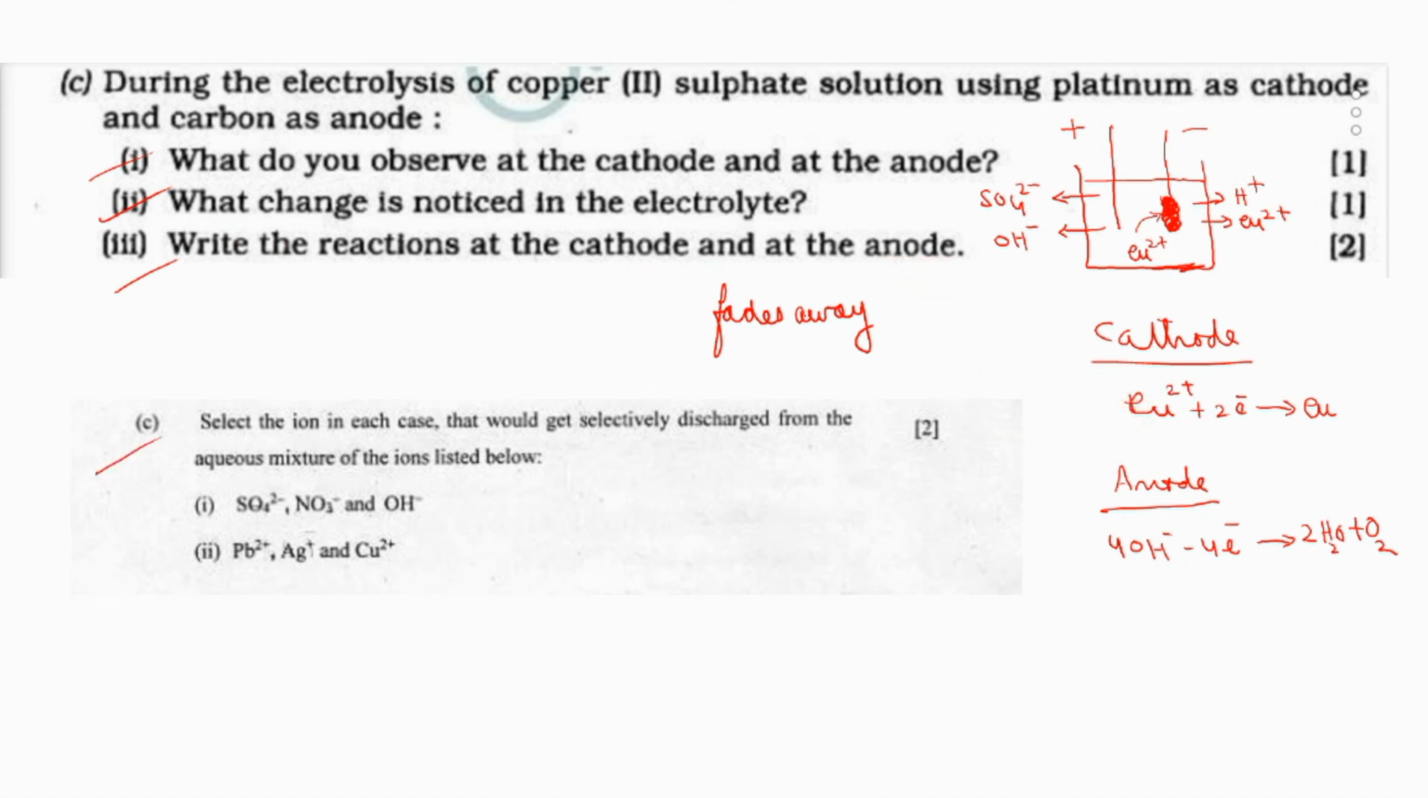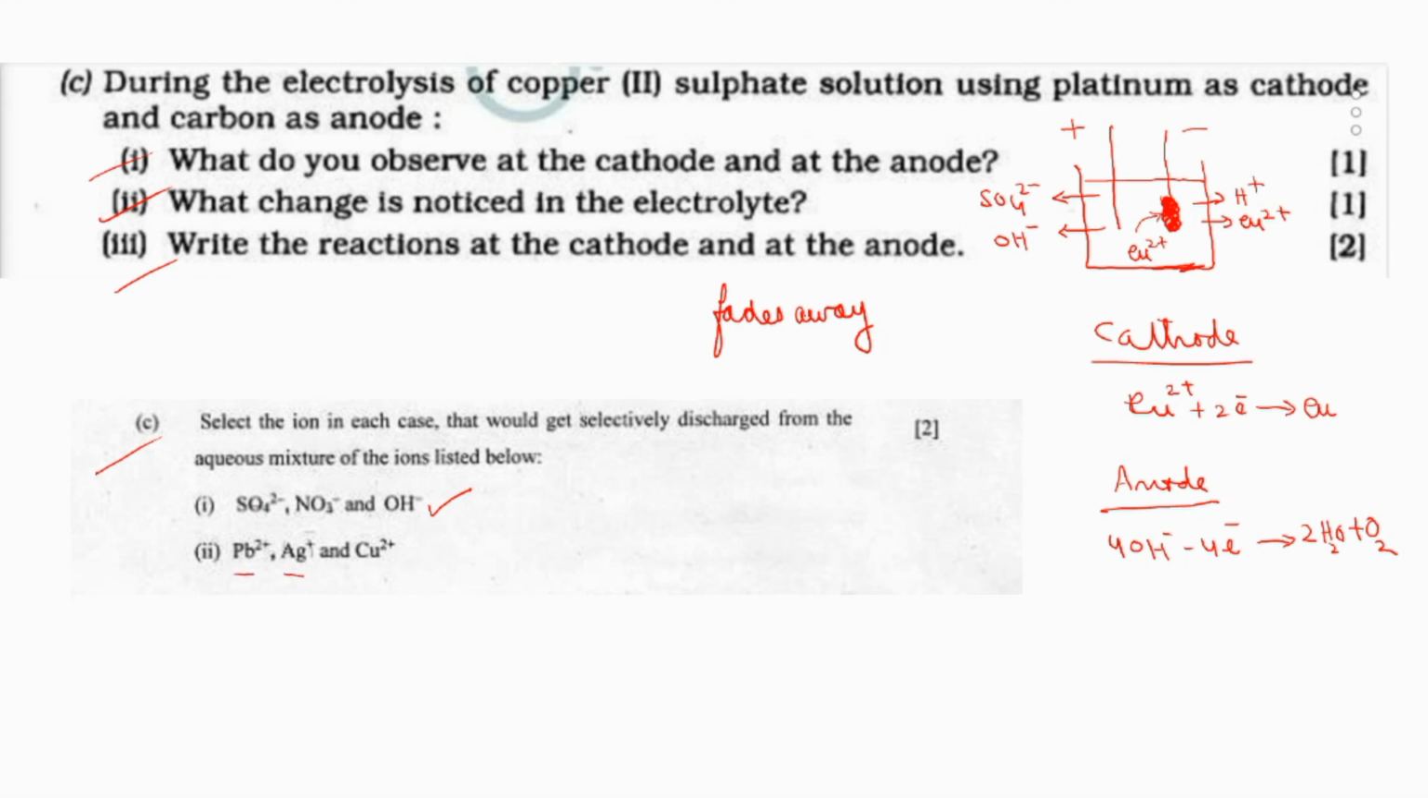See the last one. Select the ion, in each case, that would get selectively discharged from the aqueous mixture of the ions listed below. Whenever SO4 2-, nitrate and OH- ions are present, which will be getting more chance to get discharged? Okay, we know that now. That is OH- ion.